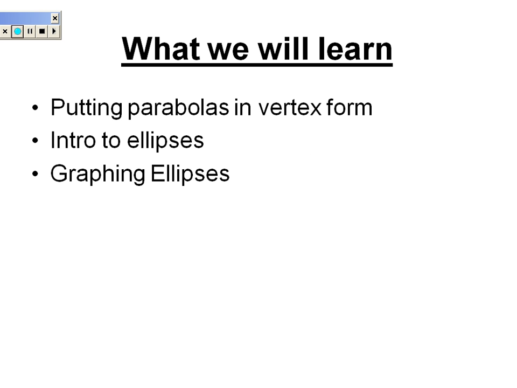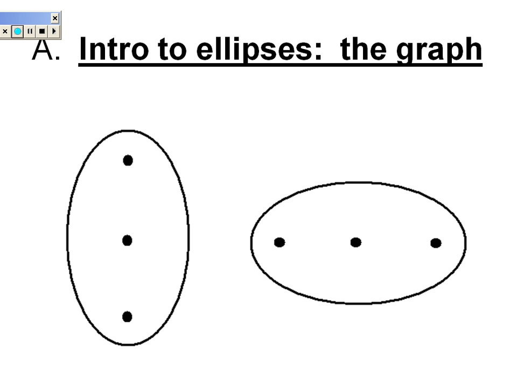So we're not going to do this. We'll do that later, the putting parabolas in vertex form. But we are going to talk about ellipses and graphing them. So these are ellipses. It could be vertical, like the one on the left, or it could be horizontal, like the one on the right.